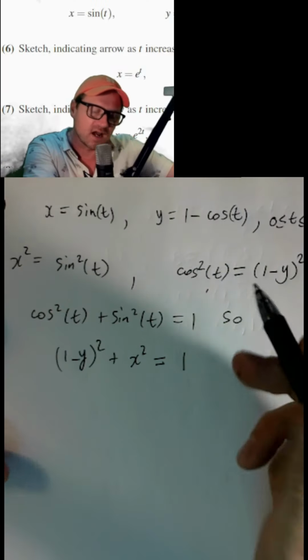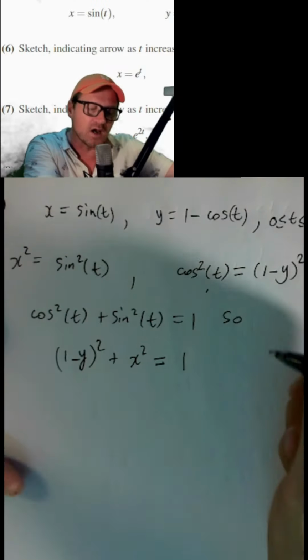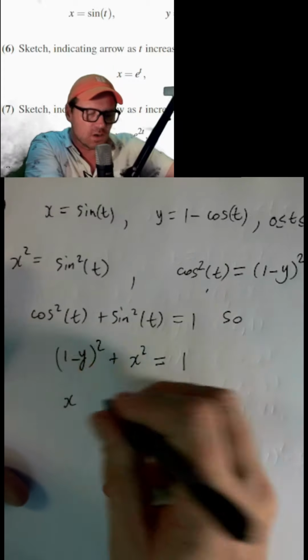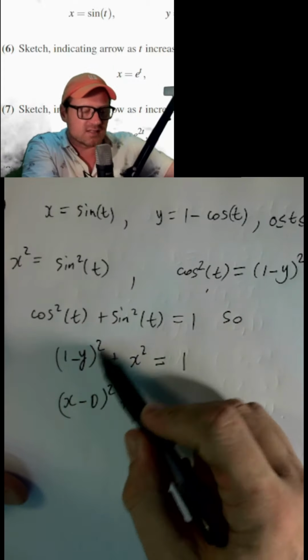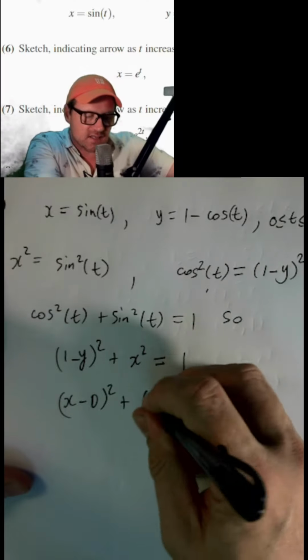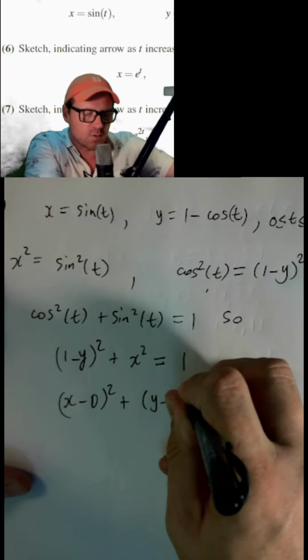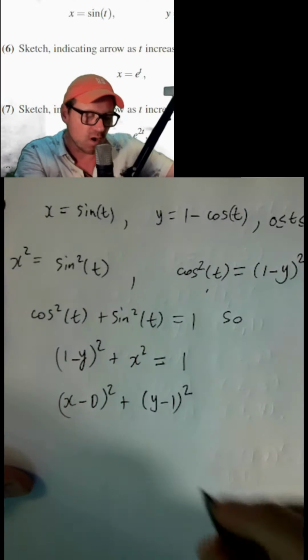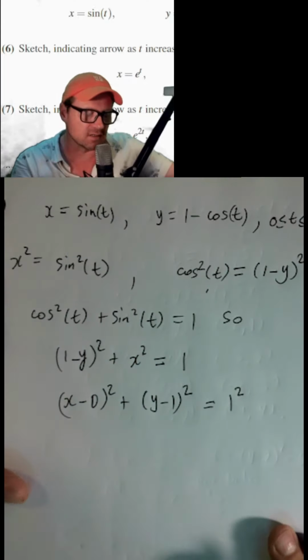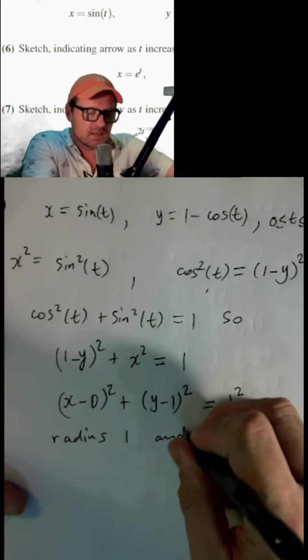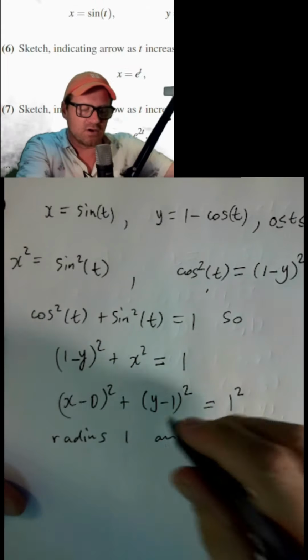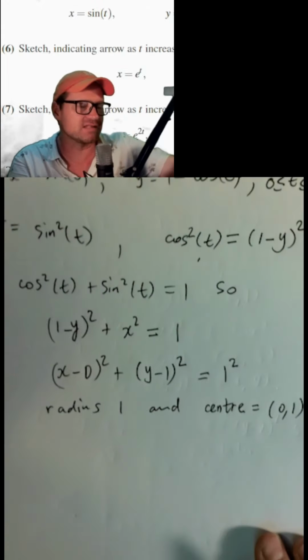And so we can recognize this as a circle of radius 1. Let's write that in the standard form. So x minus 0 squared plus, now since we're squaring this, I can write this as y minus 1 squared, because minus 1 squared is 1. So there's the circle in the standard form. So this has radius 1 and center the point 0, 1. Okay, so that should make this easy to sketch.